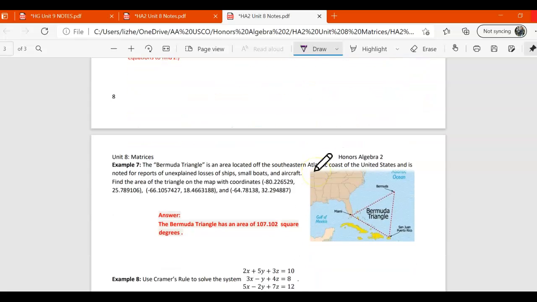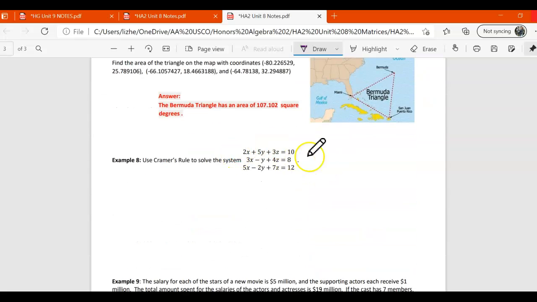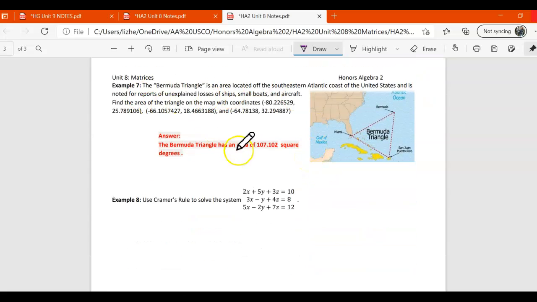Okay, so now we're going to do one on our own. Example 7, the Bermuda Triangle is an area located off the southeastern Atlantic coast. Find the area of the triangle on the map with coordinates. Okay, so this is an area of a triangle problem. We have our 3 points, point 1, point 2, point 3. And so you can do that.